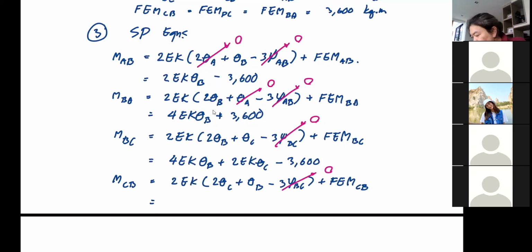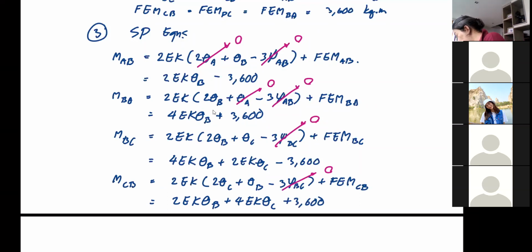So I'm going to swap here, and now I'll begin with 2EK theta B, plus 4EK theta C plus 3600.